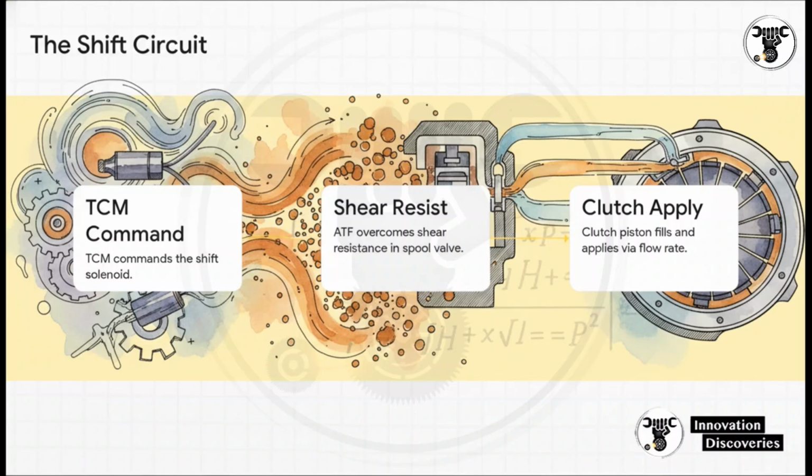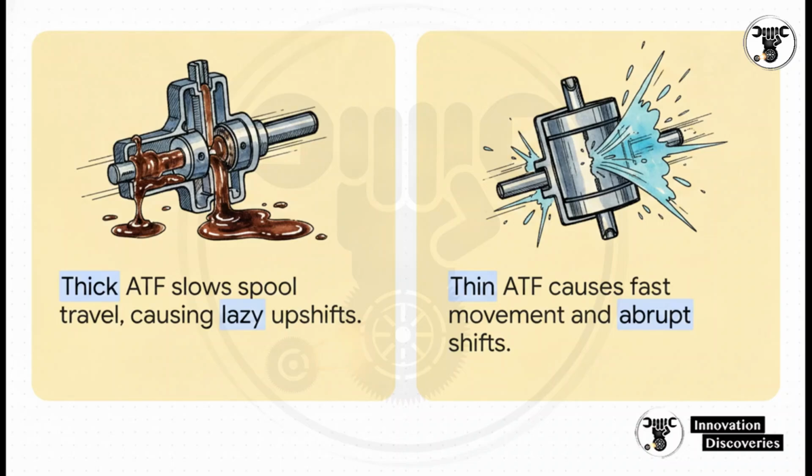Conceptually, imagine trying to push thick pancake syrup through a medical syringe. Now imagine pushing water. The syrup takes way longer, right? If your ATF is too thick, you are literally halving the flow rate. The clutch takes way too long to apply, and techs will so often misdiagnose this sluggishness as a failing shift solenoid. Now, what's really interesting about this slide is the direct contrast in symptoms based entirely on fluid thickness.